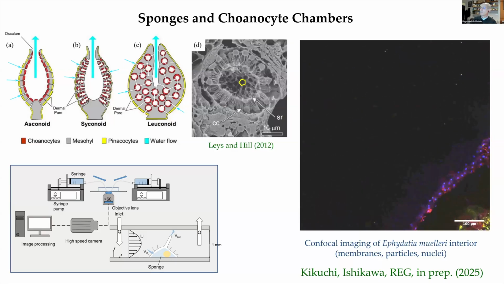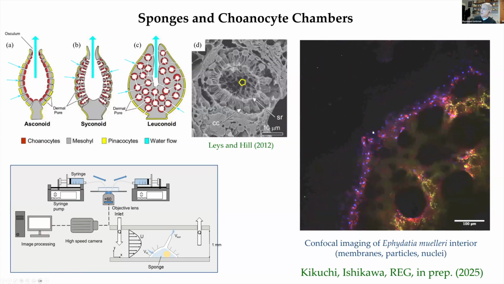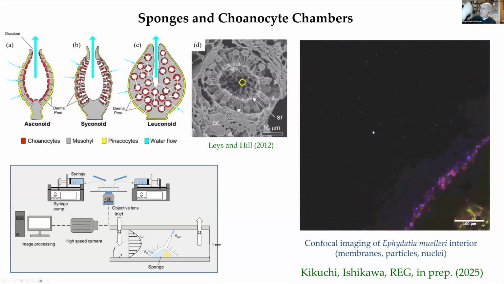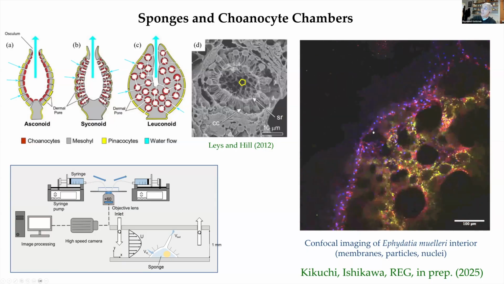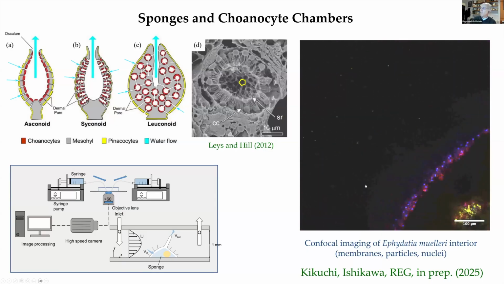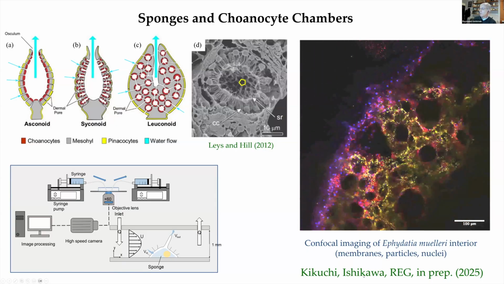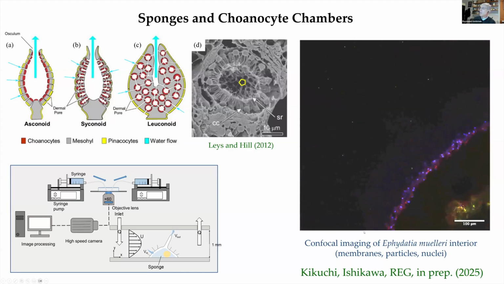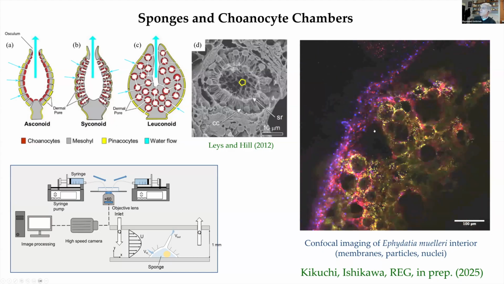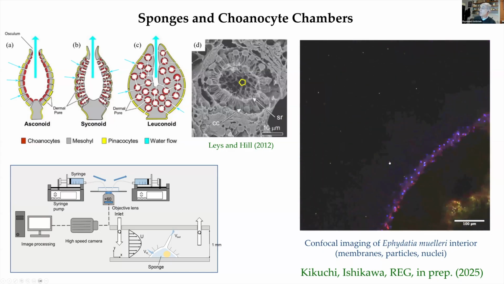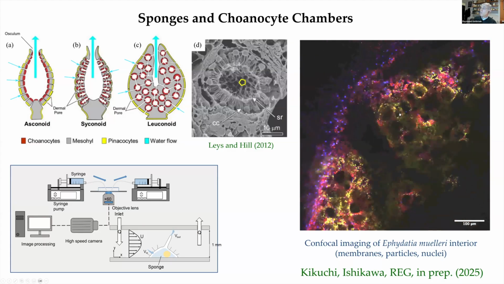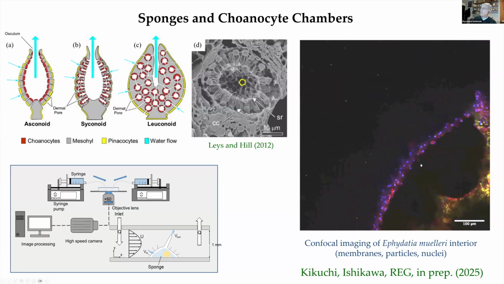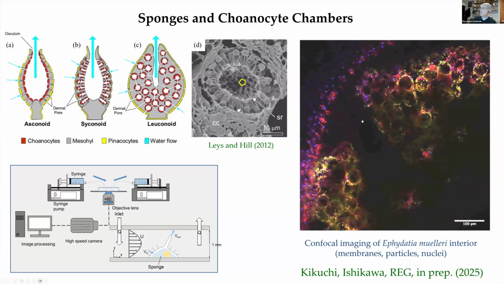But the only way we're going to make progress on this is to be able to look inside living sponges. And here's just a teaser of a video, a sequence of slices with confocal microscopy through a living sponge, done with our collaborators Kenji Kikuchi and Takuji Ishikawa in Japan, in which there is a combination of microparticles that light up yellow that have been ingested by the sponge and dyes that label the nuclei or cell membrane.